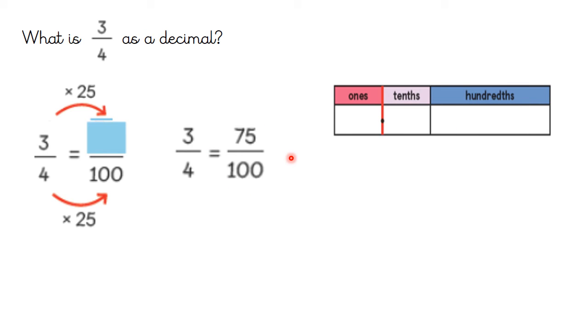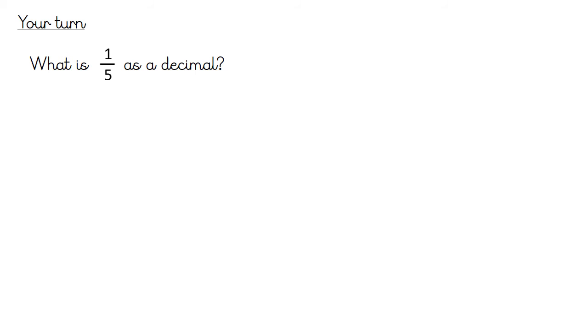So let's put that in our place value grid to help us. So we know that we have 75 hundredths is no ones. And again, like the last question, we cannot put 75 into our hundredths column. So we will convert it into 7/10 and 5 hundredths. So 3/4 as a decimal is 0.75. Okay, Year 5, now it is your turn to have a go at doing this.